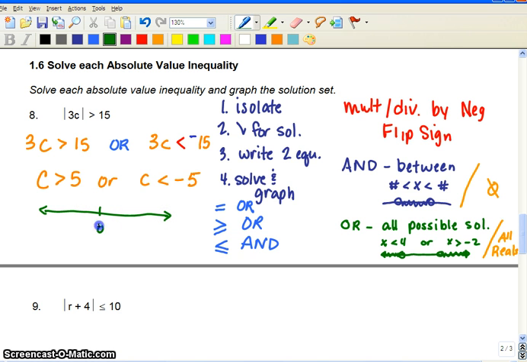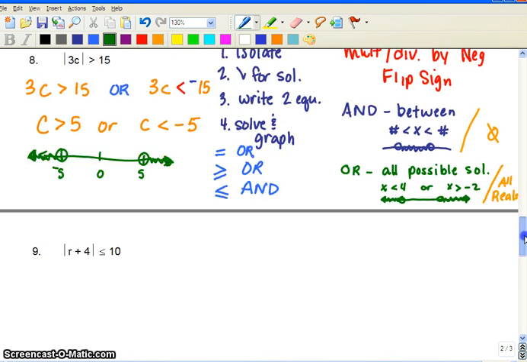Real simple graphs. 5 greater than is an open circle. And -5, open circle, less than. So what do you know? It looks like a typical OR problem. So you think you probably got it right. And that's all you do for an OR. So we'll move on down.